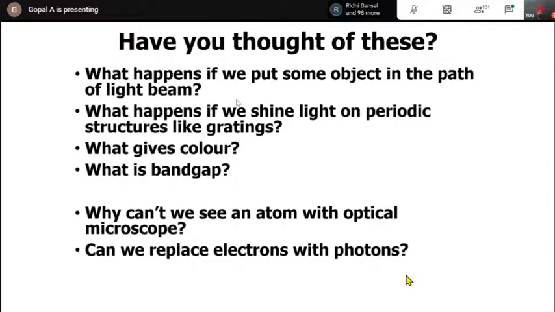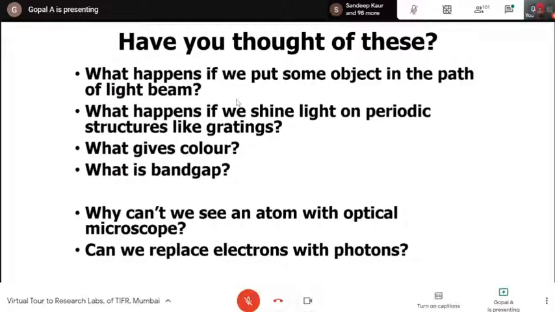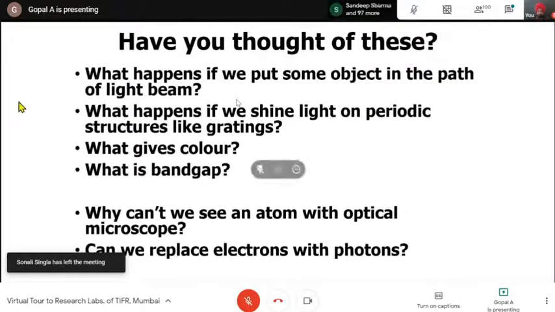But the shadow is not what happens every time. For example, instead of my hand, I put my hair. Okay, so the light may not see the hair, right? My hair is too thin. It's comparable to the wavelength of light. So then light bends around the object which it's passing through, right?